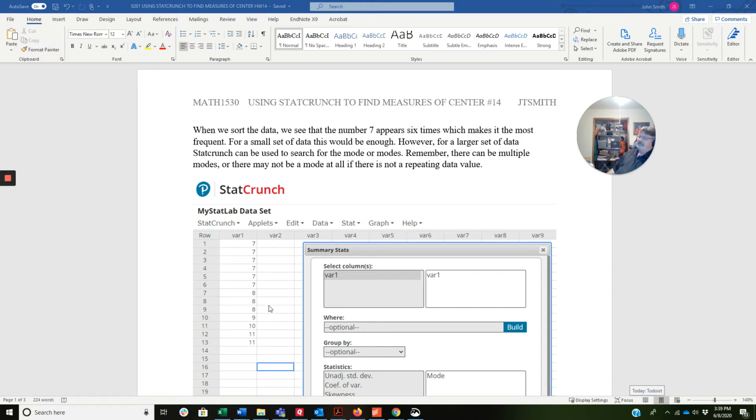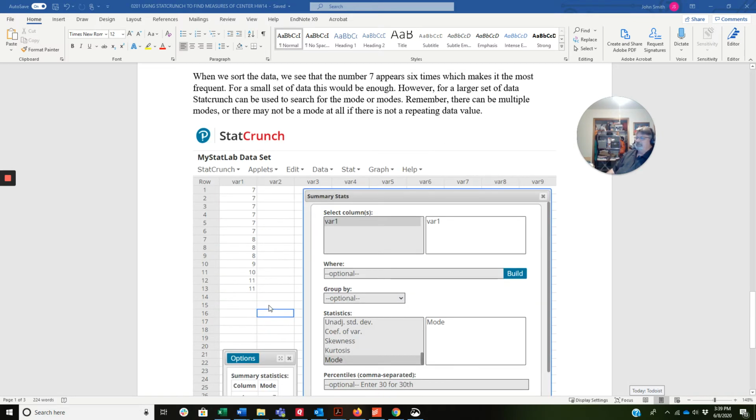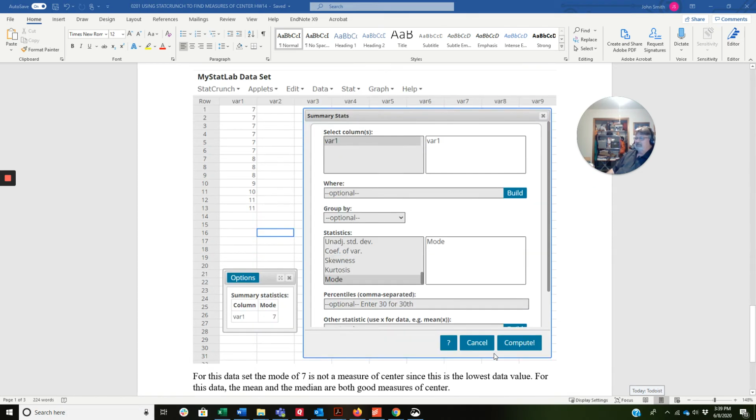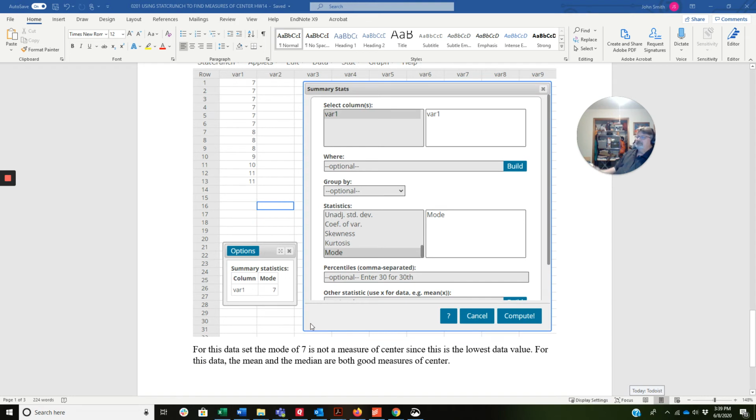This is a small data set, so sorting the data would be enough. But let's suppose we had 200 data points. We can select the column and navigate down in this statistics list. At the very last one is going to be mode. We click there, and notice when I click compute, sure enough, my mode is 7. Sometimes you can have multiple modes, and sometimes there won't be any if no value repeats.